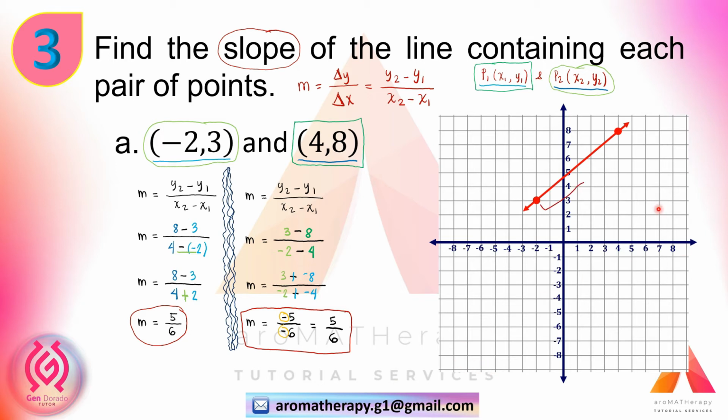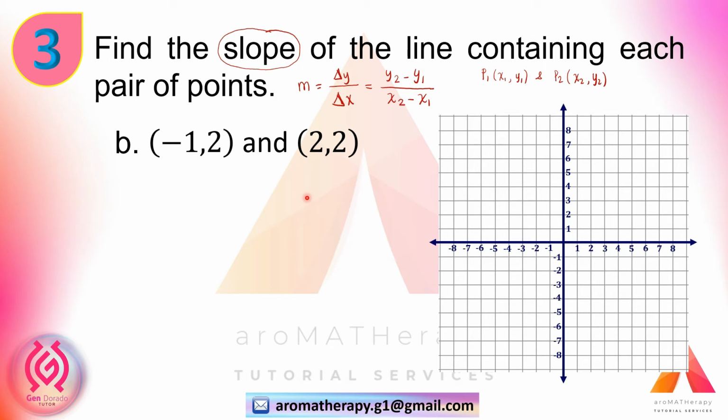And what is the slope again? M is equal to 5 over 6. This is your positive slope. Tama, no? Positive yung nakuha nating slope at yung graph niya is rising from left to right. Tama. Okay.